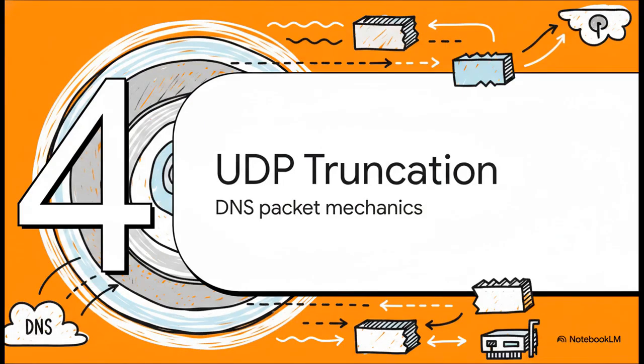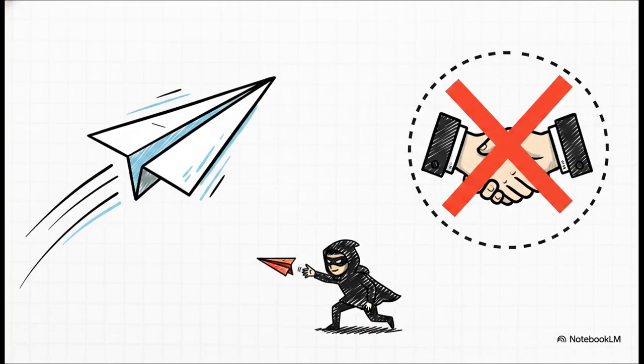Section 4. UDP Truncation and Network Transport. The deep mechanics of DNS packets. To maximize efficiency, DNS was originally built natively on UDP, or the User Datagram Protocol. UDP is lightweight and incredibly fast, precisely because it is stateless. But that 1980s design choice comes with some severe trade-offs.